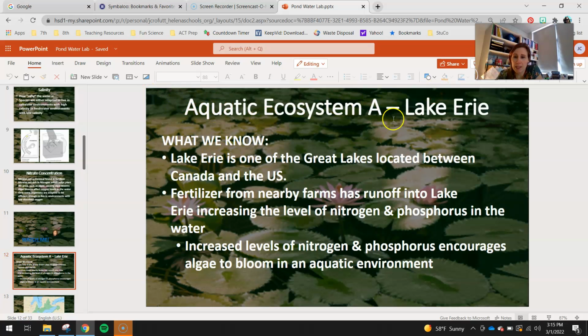So Aquatic Ecosystem A is going to be Lake Erie. What we know about Lake Erie is it is one of the Great Lakes located between Canada and the United States. So it's around Pennsylvania, Ohio, that little area up in there. Fertilizer from nearby farms has run off into the lake, increasing the level of nitrogen and phosphorus, which we just learned about, what that does to that ecosystem. Increased levels of nitrogen and phosphorus encourage the algae to bloom in this aquatic environment.